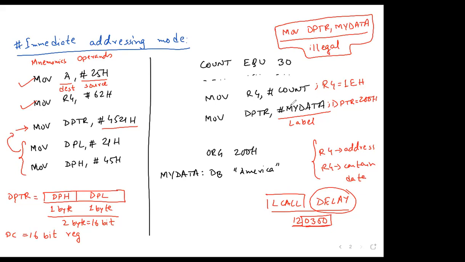But over here, you should always remember that whatever is the address of this label, like over here, you can see the address of this label is 200h. That will be stored in dptr when you write move dptr comma hashtag my data.